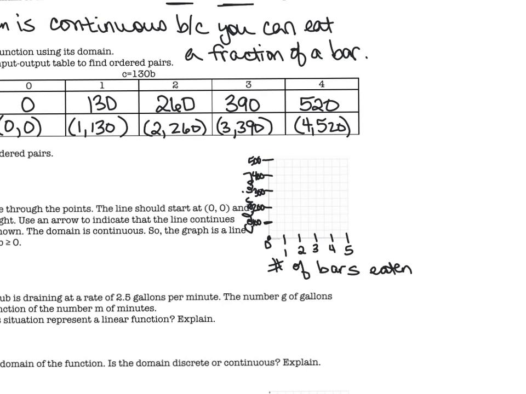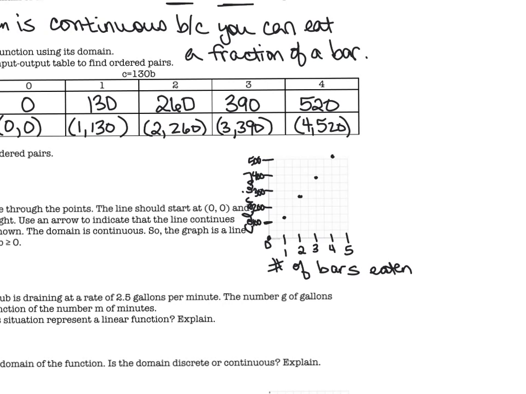So the first ordered pair is 0, 0. 1 goes to 130, so above 100, below the 150. 2 goes to 260, so we go to 200, and then a little bit above the 250 line. 3, we're just below 400 at 390. And then 4 bars, we're going to be above 500, about there.